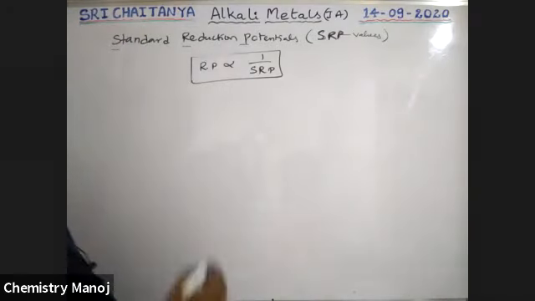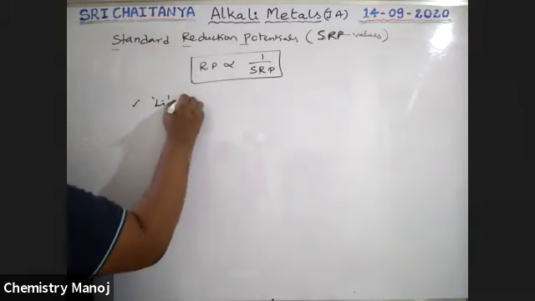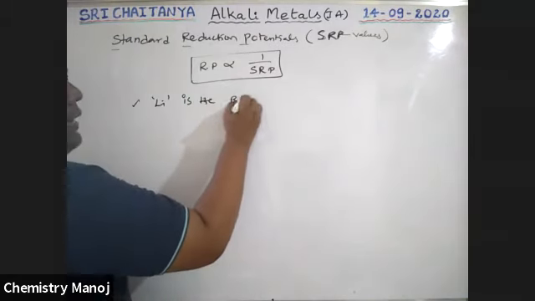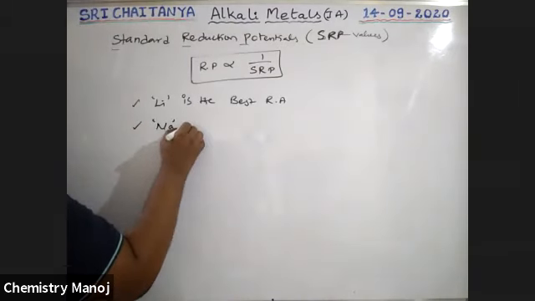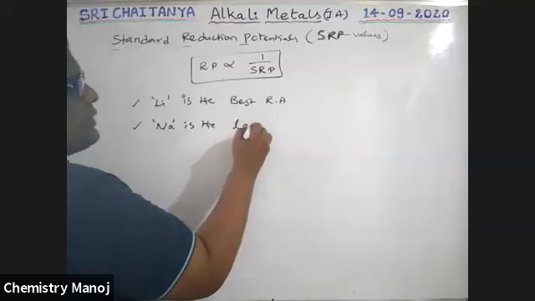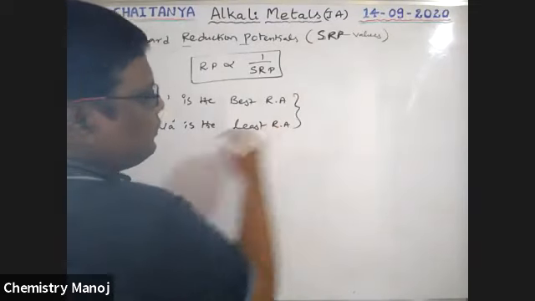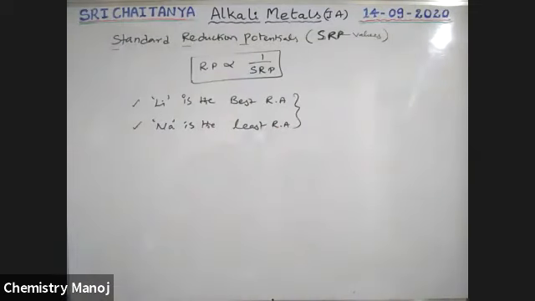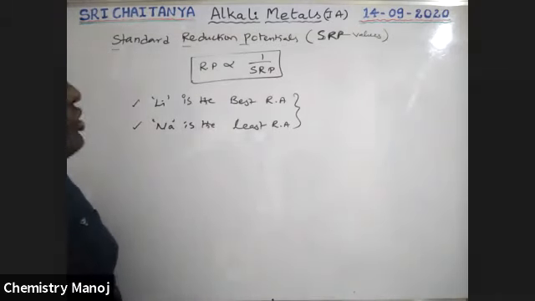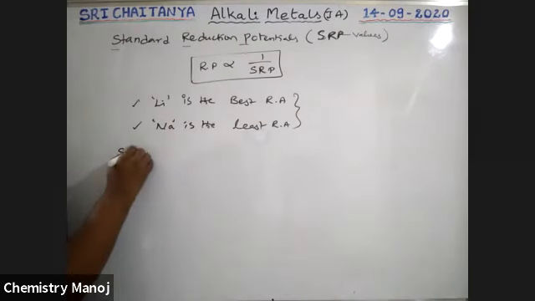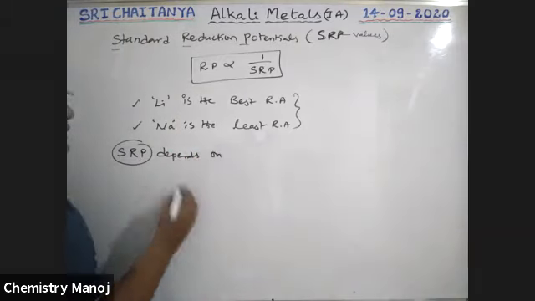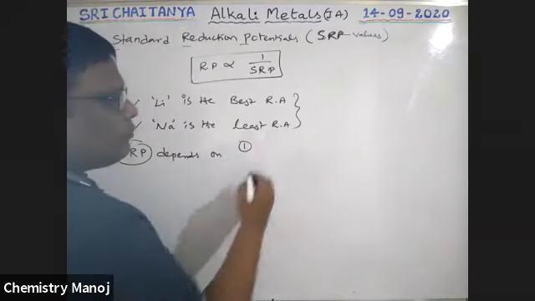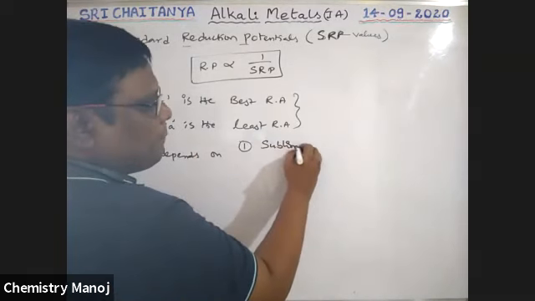Among our alkali metals, lithium is the best reducing agent, and sodium is the least reducing agent. Generally, SRP value depends on, first one, sublimation energy.